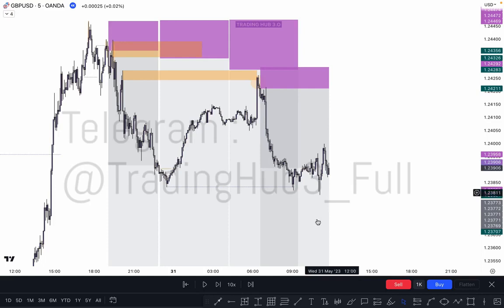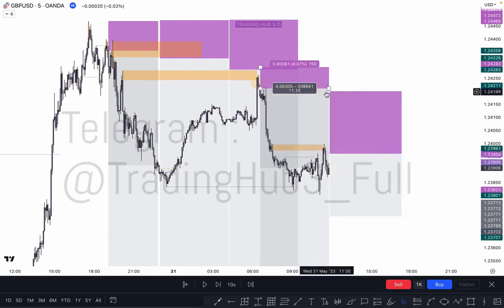So in this case, the same thing happens here. This one is broken, and then what happens here? It takes out the inducement, and you have to sell on this unmitigated order block. Where is this one? This is your unmitigated order block here. You can sell here at this point, right?